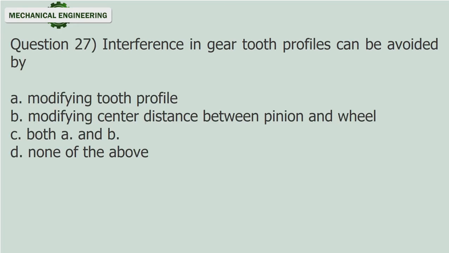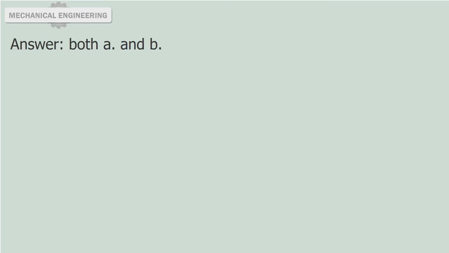Question 27. Interference in gear tooth profiles can be avoided by A. Modifying tooth profile. B. Modifying center distance between pinion and wheel. C. Both A and B. D. None of the above. Answer: both A and B.